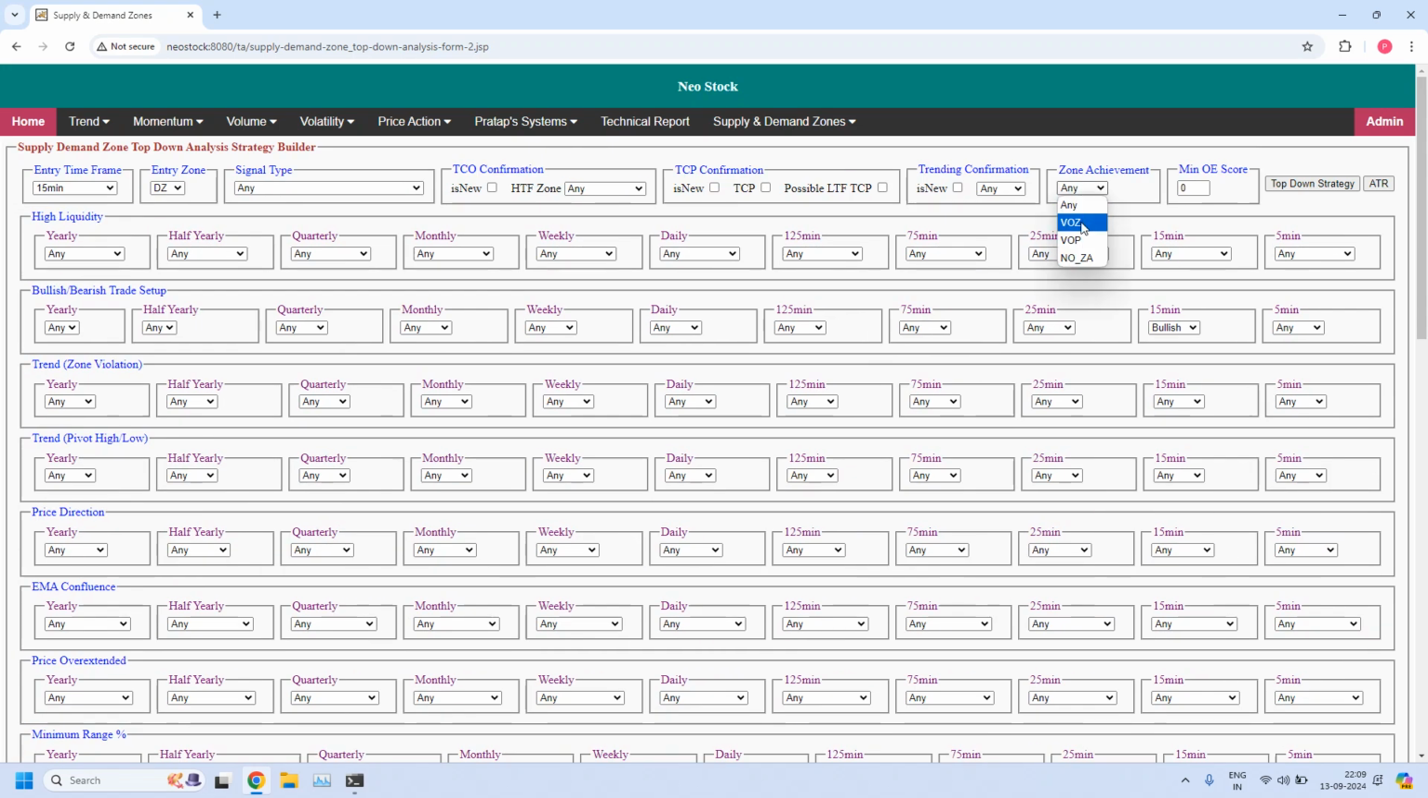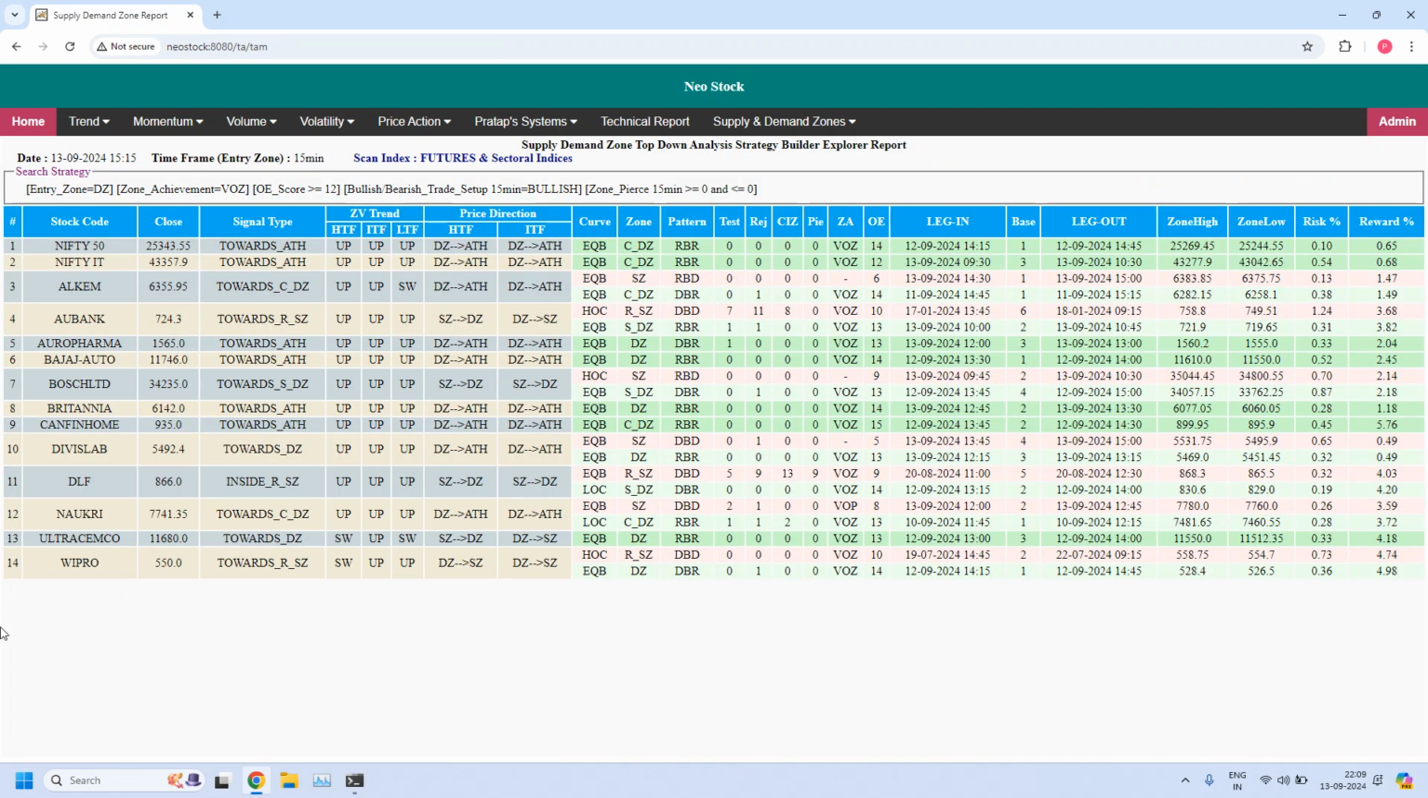Zone achievement is violated opposing zone. Minimum order enhancer score is 12. All the 3 filters are applied to 15 minutes demand zone. Now 14 stocks are filtered. All these 14 stocks are supporting bullish trade setup for daily income trade.